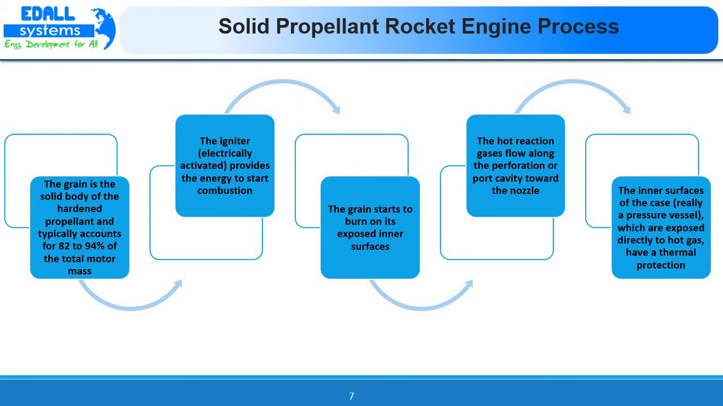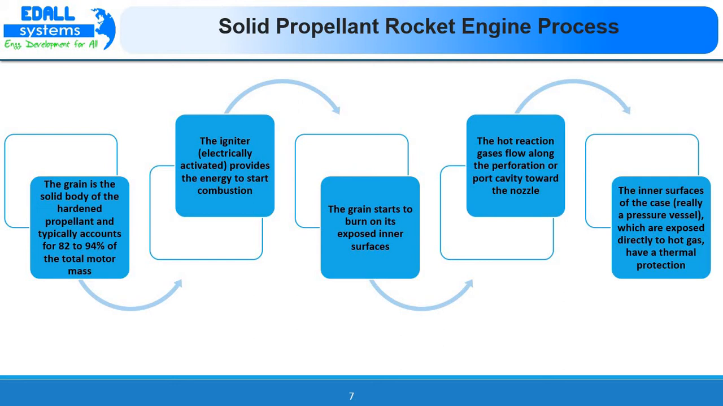So the grain is the solid body of the hardened propellant and typically accounts for 82 to 94% of the total motor. So the propellant grain, which is the charge which will burn and which will produce the thrust, accounts for almost 80 to 94% of the motor's total mass. To start the process, an electrically activated igniter is used, which will provide the energy to start the combustion. Once the igniter has activated, the grain starts to burn on its exposed inner surfaces. The igniter is placed inside the grain cavity. So once it has been ignited, the exposed inner surfaces close to the igniter will start burning.